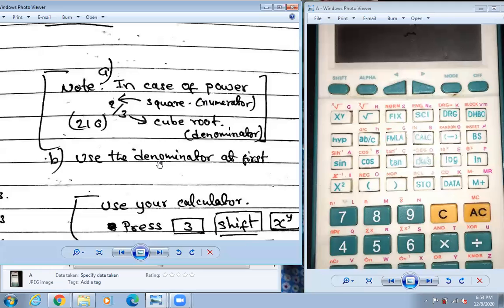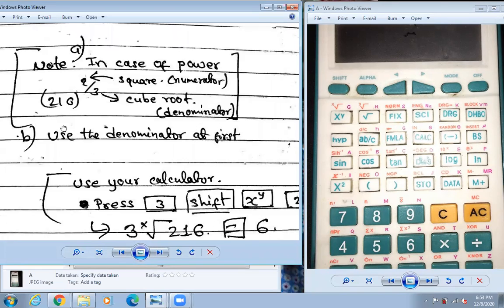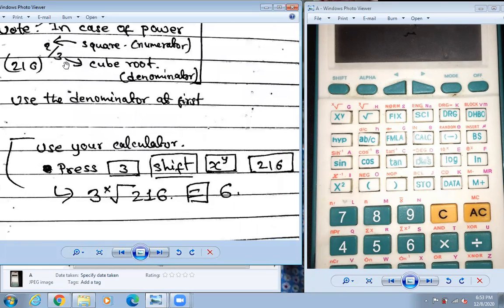We need to use the denominator first. That means the denominator, which is the root, let us solve first. What is there in the root? There is 3. So let us press 3.